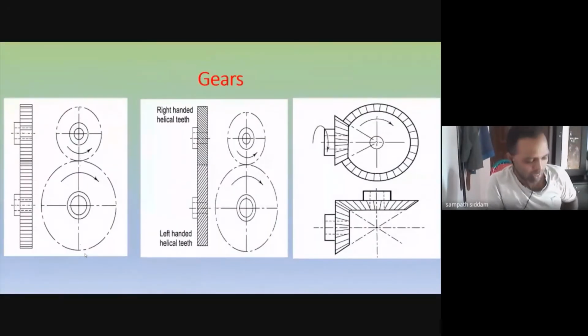That is about your gear classification, which I told you earlier. You have 3 different kinds of gears. One is the spur gear. Next is the helical gear. Another one is the bevel gear. In this, the first figure listed over here is an example of a spur gear, this is a helical gear, and this is a bevel gear. First, we'll start with the spur gear.